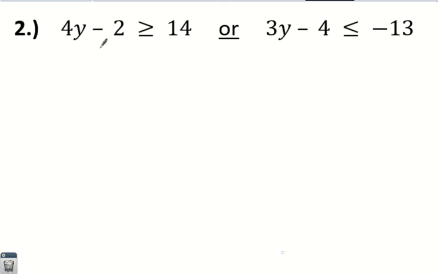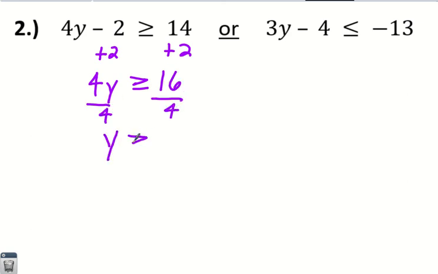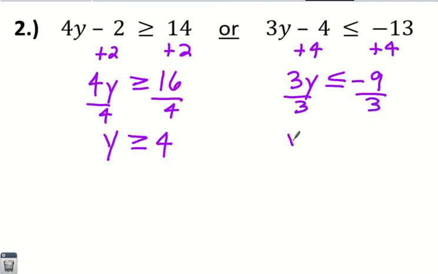Now this one's an or, but same deal, we're going to solve them separately for y here. It doesn't matter what the variable is. So this one we end up with the variable y is greater than or equal to 4. Over here, again, we only flip the symbol when we find ourselves multiplying both sides by something negative or dividing both sides by something negative. Like here, we're just dividing both sides by 3, so we're going to leave it as less than or equal to.